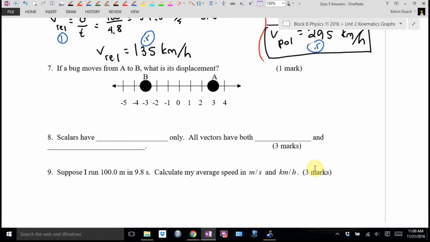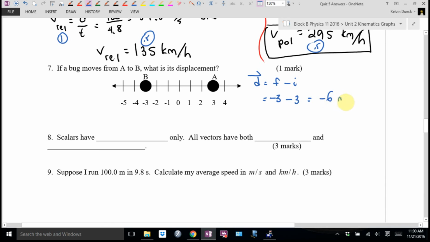If a bug moves from A to B, what's its displacement? There's 2 ways to get this. One is intuitively. I think it's 7 left. I think it's -7. But you can always find a displacement. A displacement is always final minus initial. The final position, -3, minus the initial position, +3. I said -7. I think it's -6, yes? -6 meters. Or you could say 6 meters left. I would be fussy if you said -6 meters left, because to me, negative left is right. Right? Right. 1 mark.